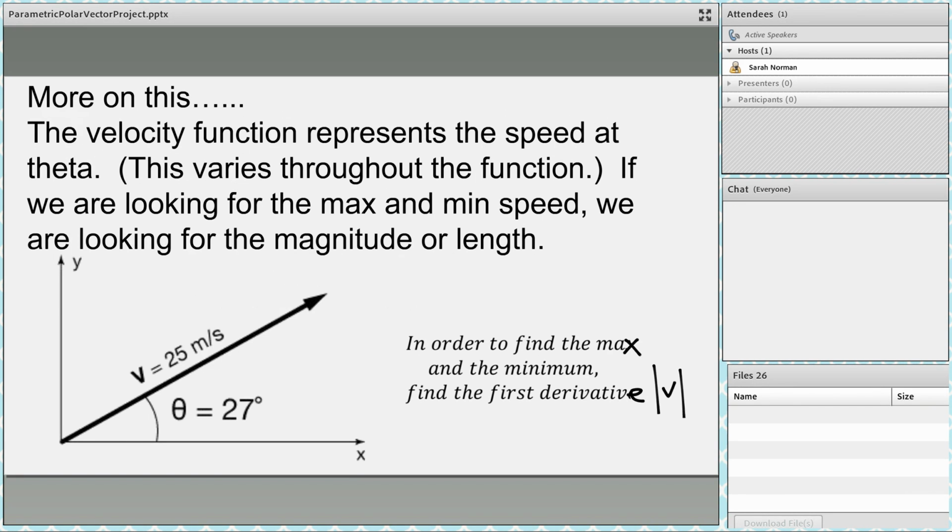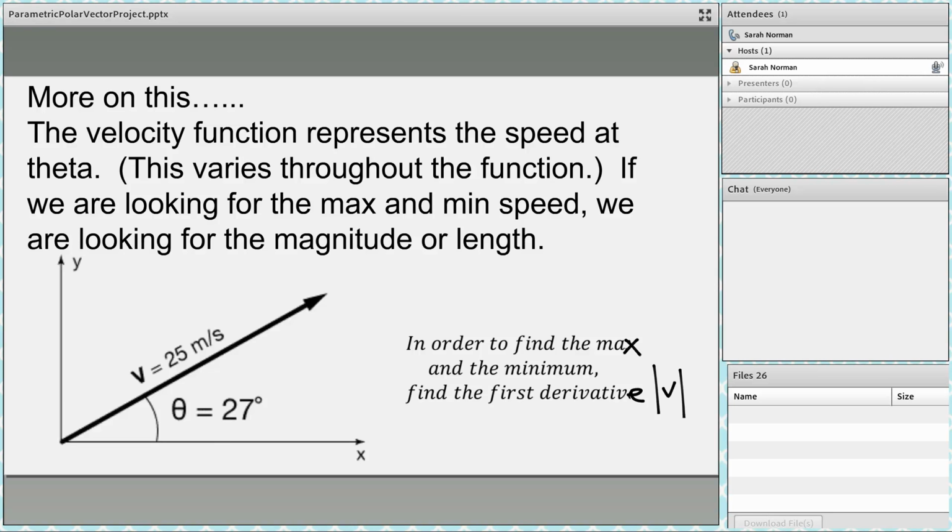That's the last page. So hopefully that makes sense, but the velocity function represents the speed at theta, which does vary throughout the function more than likely. So if we're looking for the maximum and minimum speed, we are looking for the magnitude or length of that vector. Okay, so I think that maybe wraps it up in clearer words there.